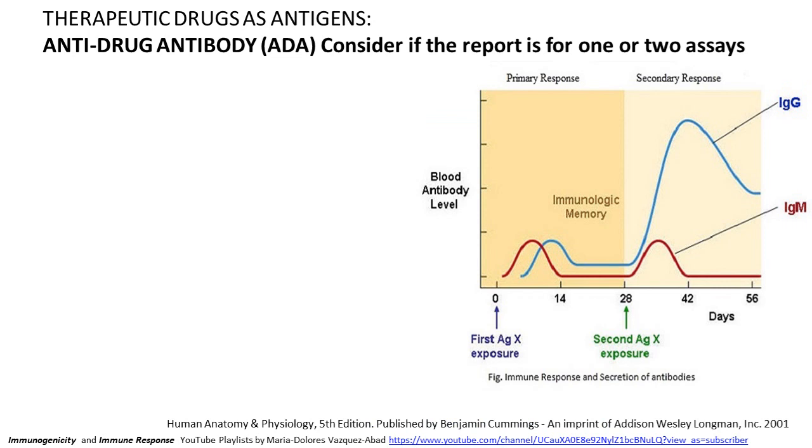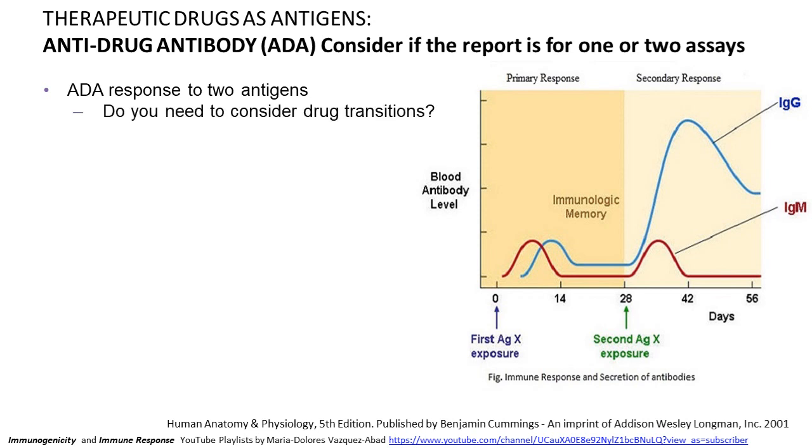Now, do you have one or two assays? So why would you have two assays? Well, an anti-drug antibody response to two antigens could be either because you've transitioned. Now that we have several different modalities, you could be switching from one monoclonal antibody mechanism of action to another. So the patient may actually have mounted an immune response to one and now have the other antibody in addition to it. Especially for some oncology indications, we're now seeing combinations of biologics.